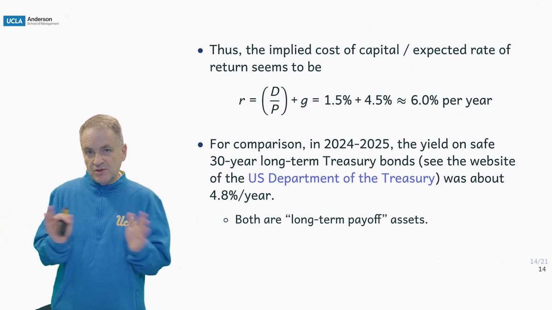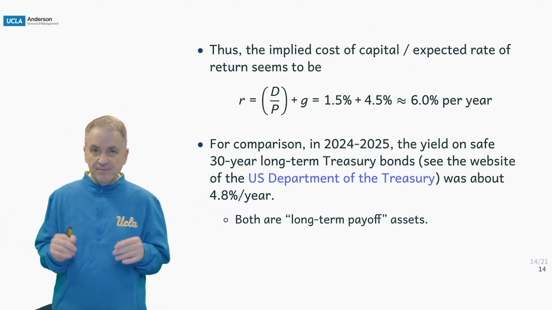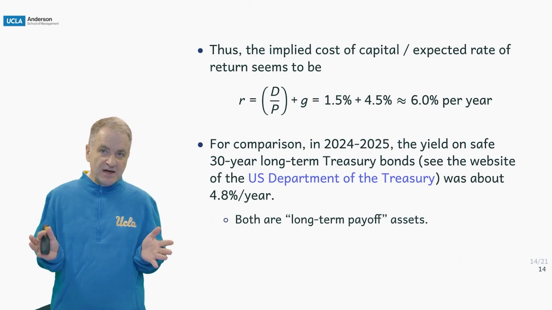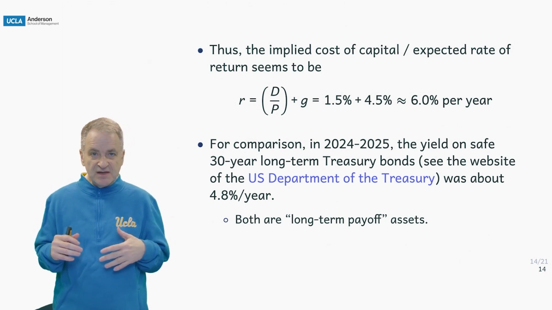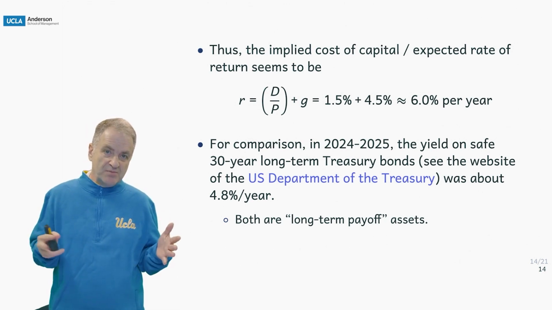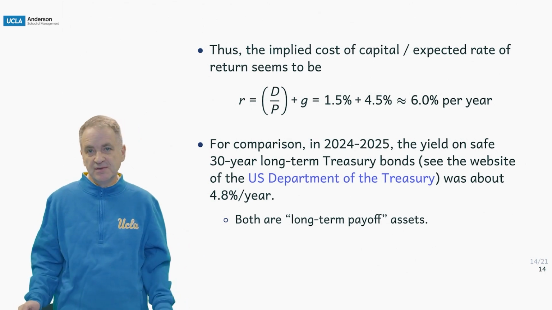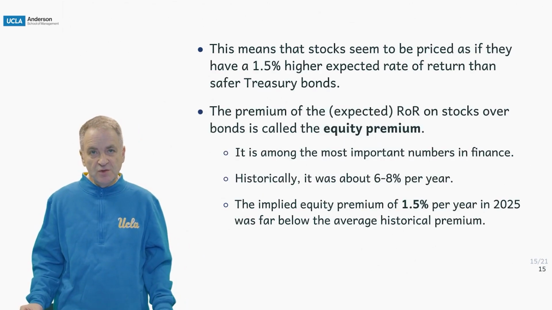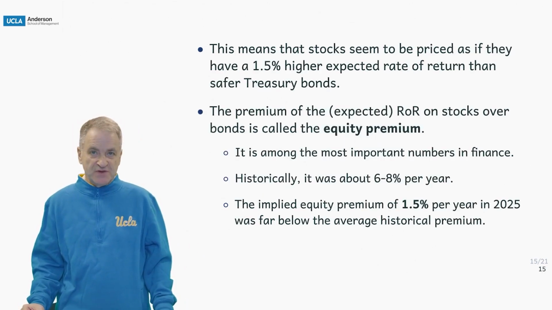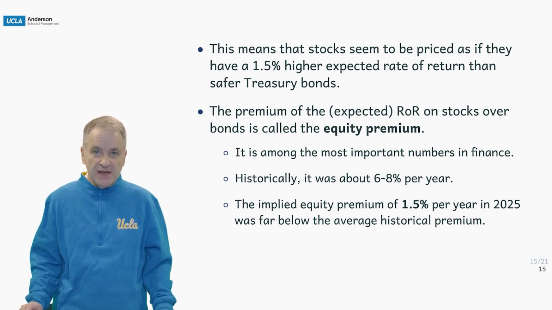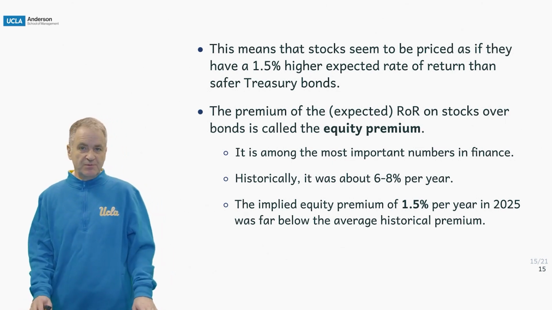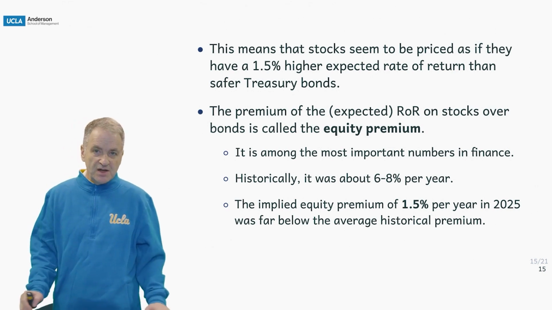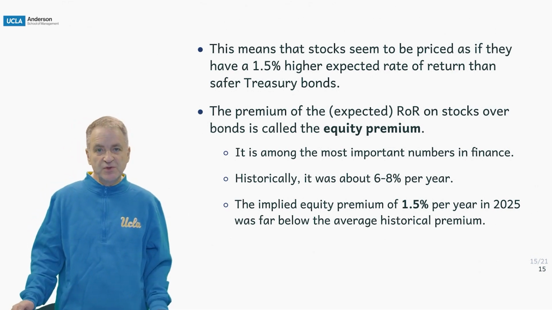So as far as term is concerned, they're about the same. It means that the risky stock market gave you about 6%, the risk-free one about 4.5%. The difference between the two is about 1.5%. This is called the equity premium. It's among the most important numbers in finance. Historically, it was about 6 to 8% per year.